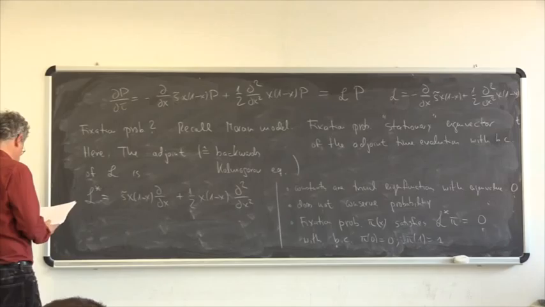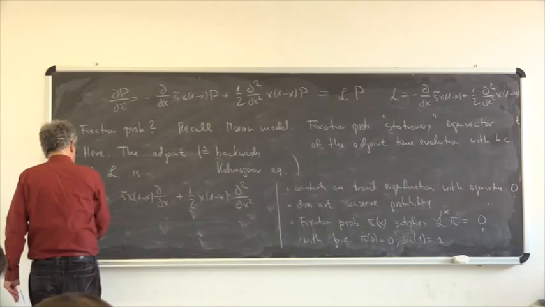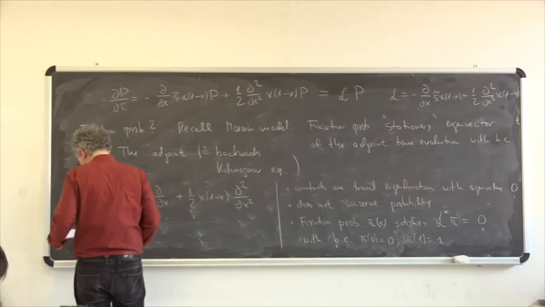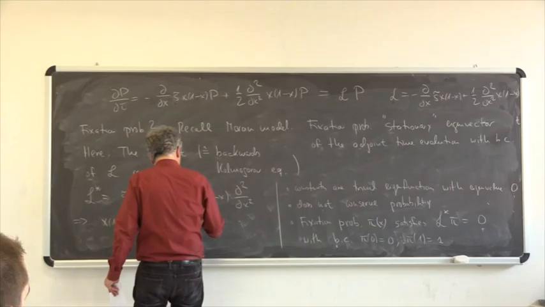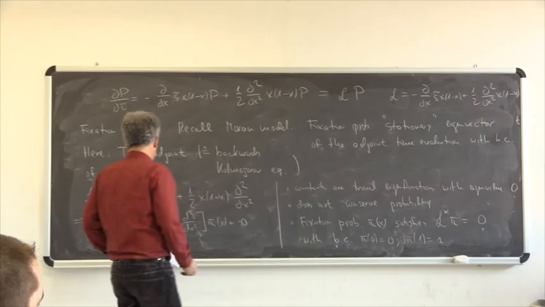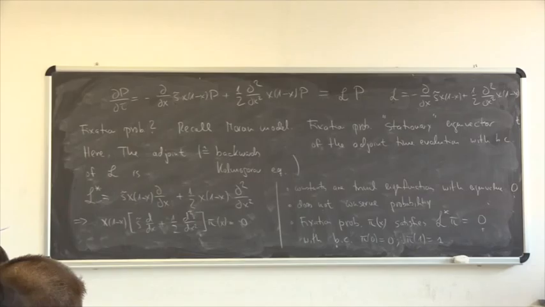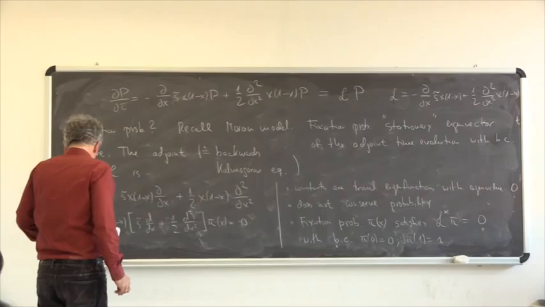So we apply this to pi, so the equation that we need to solve is the following. We have x times 1 minus x, which is a kind of common factor. And then we have s tilde d by dx plus half d2 by dx squared applied to pi of x is equal to 0. Okay, so let's solve it in two steps.